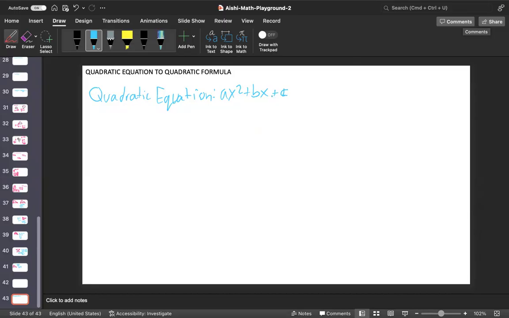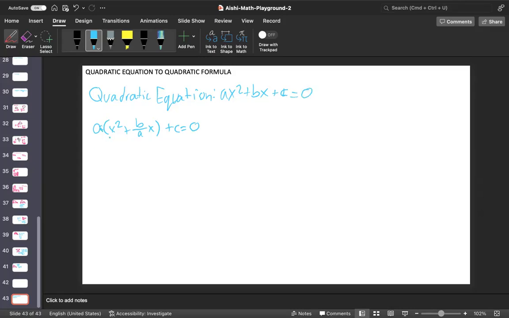Today we're going to turn a quadratic equation, ax squared plus bx plus c, into the quadratic formula. So we have ax squared plus bx plus c. Now if we take a out common, we have a times x squared plus b divided by a x plus c is equal to 0.